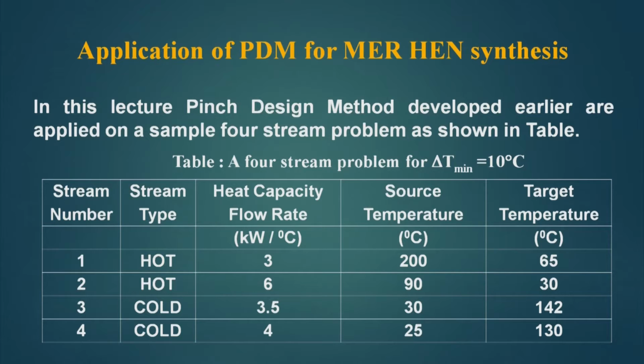To apply the PDM for the MER HEN design, we have selected a stream table given here. There are 2 hot streams and 2 cold streams for which the heat capacity flow rate, source temperature and the target temperatures are given. The HEN has to be designed for delta T minimum equal to 10 degree centigrade.